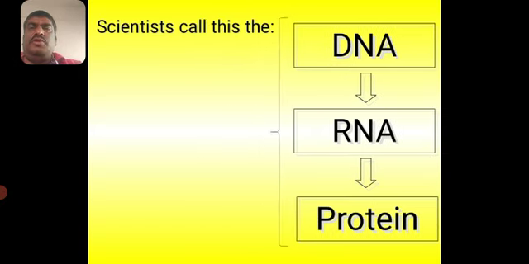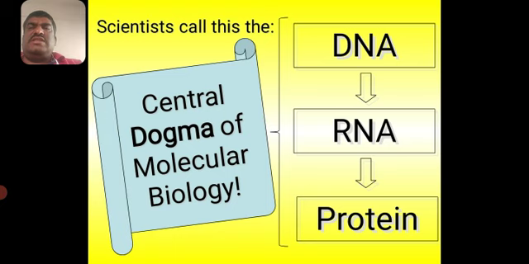This conversion of DNA to RNA and RNA to protein, scientists gave it a name: the central dogma of molecular biology. DNA to RNA transcription and RNA to protein translation, so that the genotype gets converted into a phenotype, or a particular gene gets expressed. This is called the central dogma of biology.